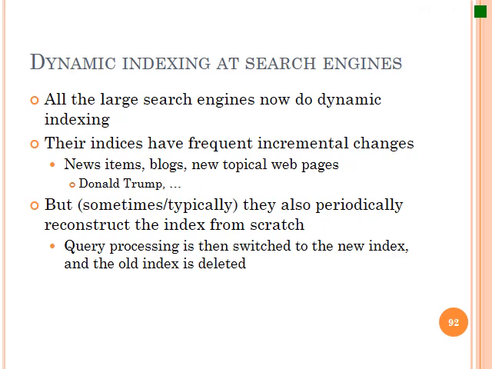So what happens with dynamic indexing? That is, as your documents change, you need to keep modifying your index. This is the case with large web search engines. These engines actually do this kind of dynamic reindexing all the time. Most of the time, their indices have frequent incremental changes, for example, new web pages. For example, Donald Trump now is popular, right? You see a lot of these things. So you have to reindex the documents related to Donald Trump, right?